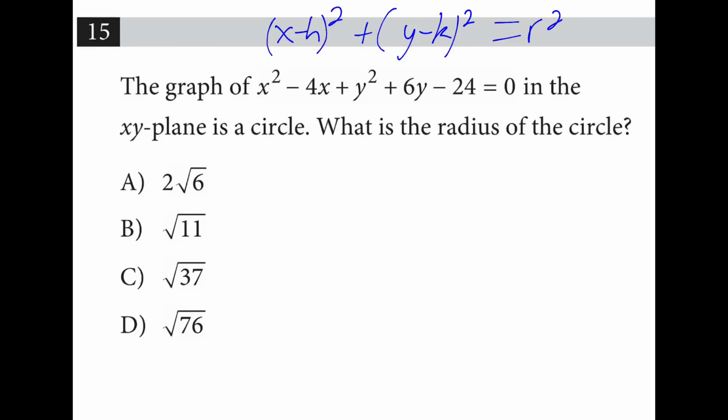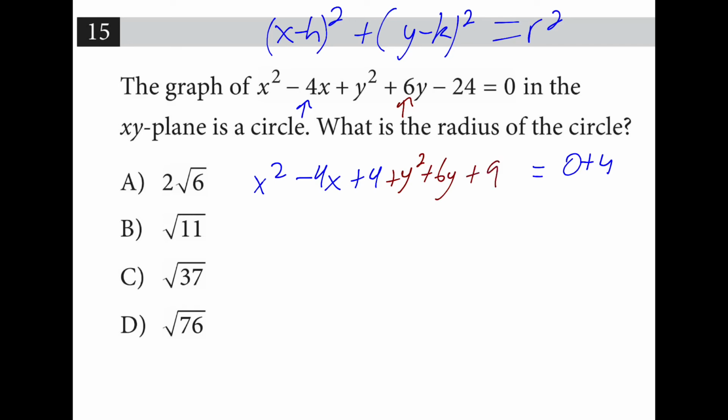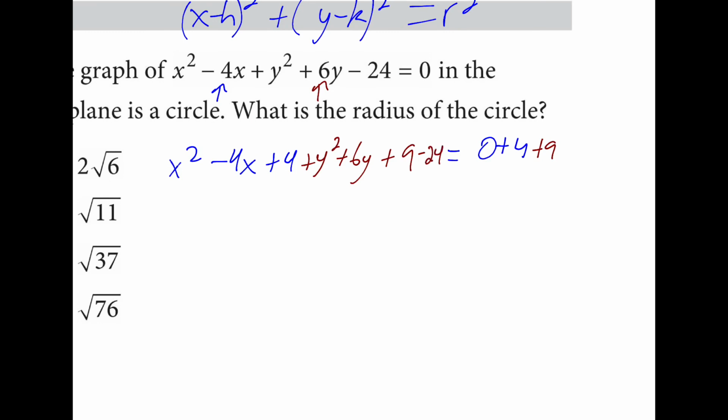This is the equation of a circle for center HK and radius r. We have to complete the square, so we take a look at our b values, and we halve it and square it. So half of -4 is -2. If I square that, I'm going to be adding 4. If I do the same thing with my b value here, I'm going to take half of 6 and square it, so I'm going to be adding 9 to both sides. And here's a random negative 24.